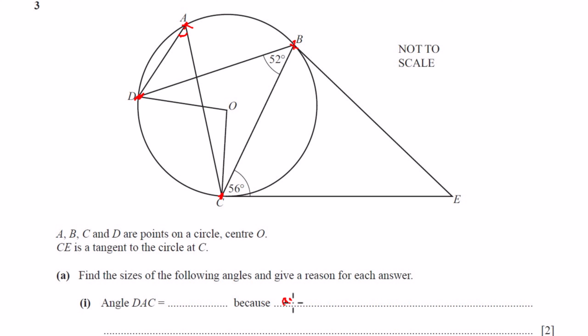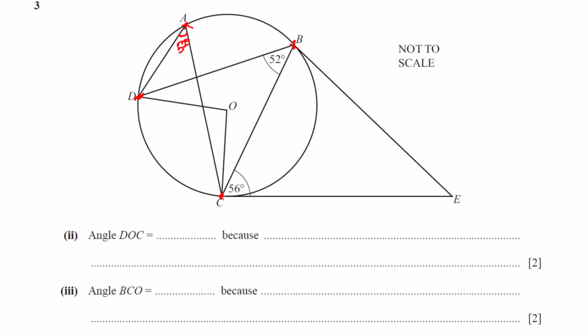So these are angles in the same segment. And because they are angles in the same segment, they are exactly the same in value. So this must also be 52. Angles in the same segment. That's that for this particular question. Let's scroll down to the second one.